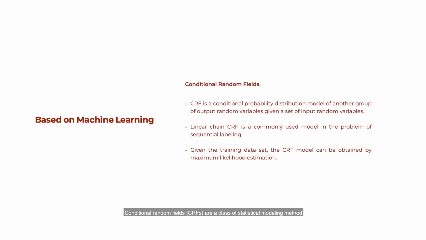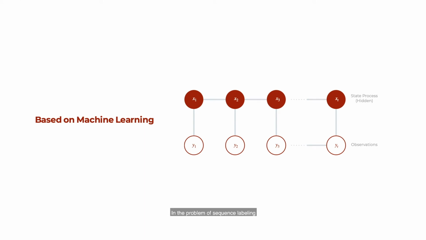CRFs are a class of statistical modeling method often applied in pattern recognition and machine learning and used for structured prediction. Compared with HMM, CRF does not have such strict independence assumptions, so it can accommodate arbitrary context information. In the problem of sequence labeling, the state sequence variable x corresponds to the marker sequence, and y represents the observation sequence to be labeled. Given the training dataset, the conditional probability model can be obtained by maximizing likelihood estimation.